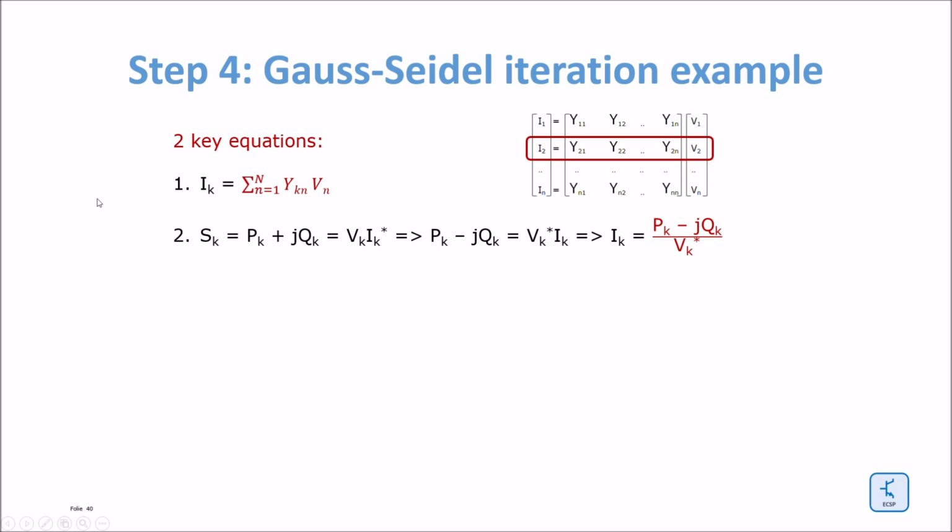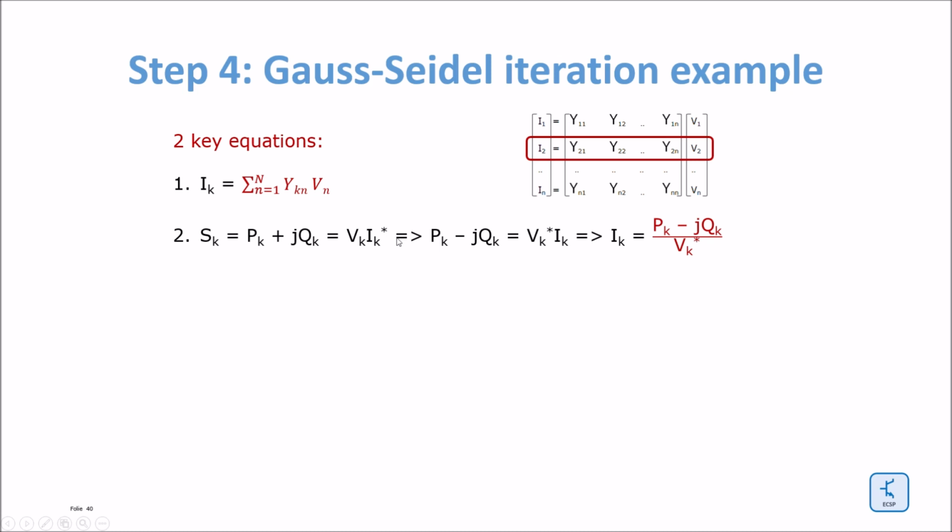There are two basic equations. The first one is the one we have been working with so far. I_k is equal to the sum of y_kn times v_n. This is basically what you see here. So y_21 times v_1 plus y_22 times v_2 and so on. So if k is 2, this is basically the row number you would choose. And then the second equation is the apparent power S, equal to real power P plus j times reactive power Q, and this is equal to the voltage times the conjugate complex of the current.